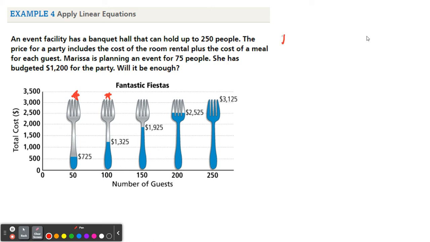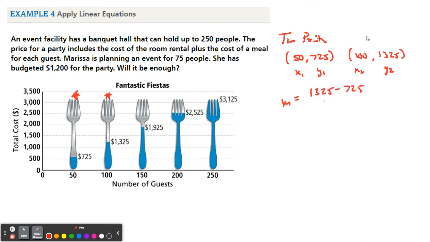So my 2 points will be 50 guests costs $725, and then 100 guests costs $1,325. So this is my x1, y1. This is my x2, y2. I must find the slope between these 2 points. Remember that slope is y2 minus y1 over x2 minus x1.